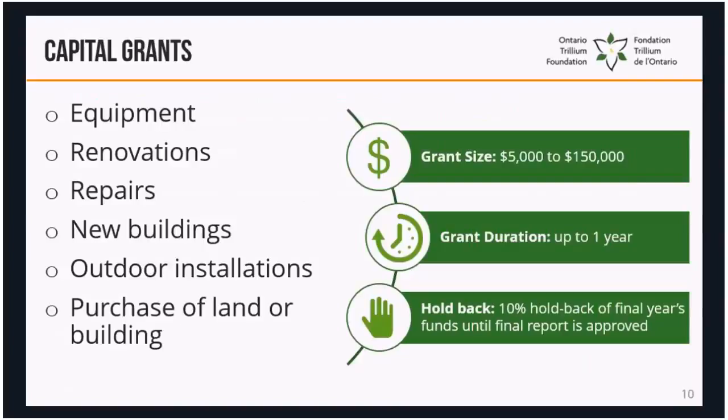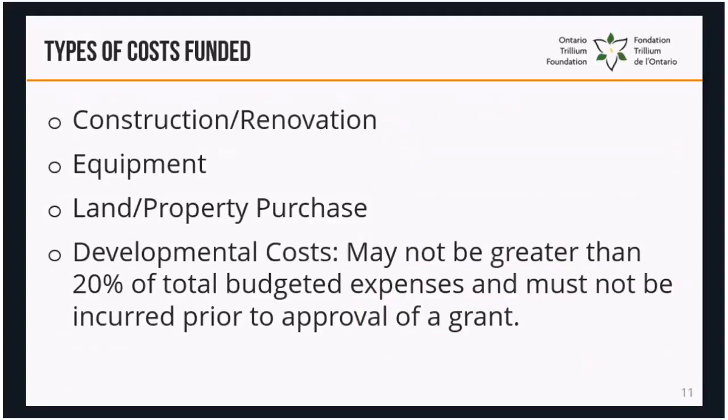Types of projects funded in this stream include equipment, new construction, renovations or repairs to community spaces, outdoor installations, and the purchase of land or buildings. OTF provides capital funding for construction and renovation, which means repairs, renovations, or construction costs, as well as permanent equipment costs. Also, equipment, capital purchases that are not part of a building and are directly related to the project. Also, land or property purchase, which means the direct purchase cost of land or property.